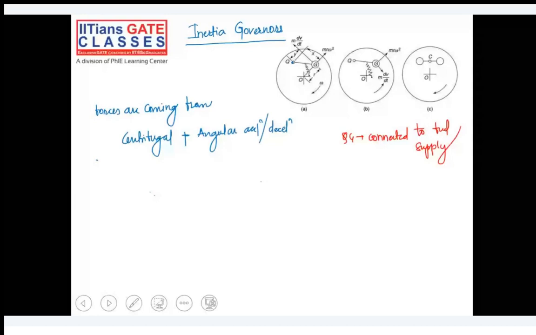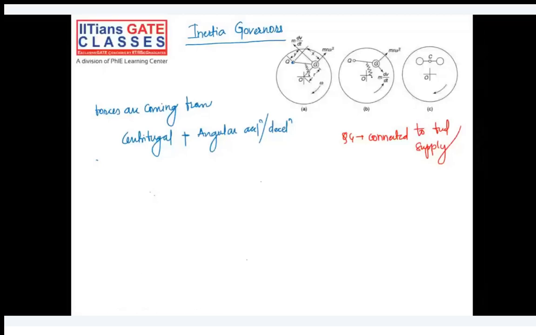Now we should calculate the moments about point Q. If you calculate the moment about point Q, what values will you get? The moment coming from the m r omega square force, that is the centrifugal force, will be m r omega square into x, and m dv by dt into y is coming from the inertia force.